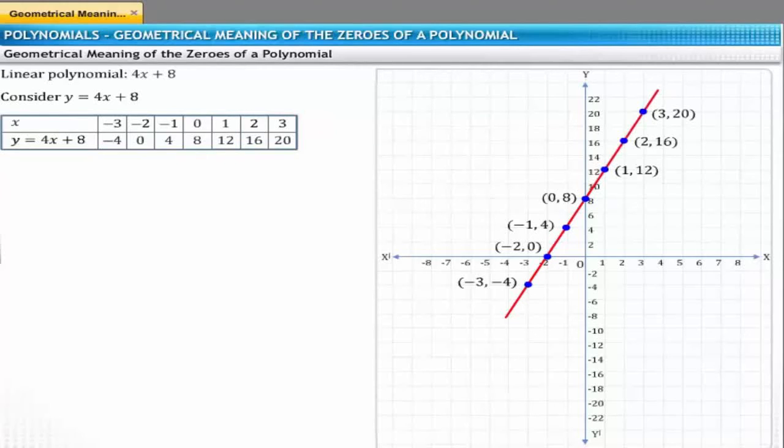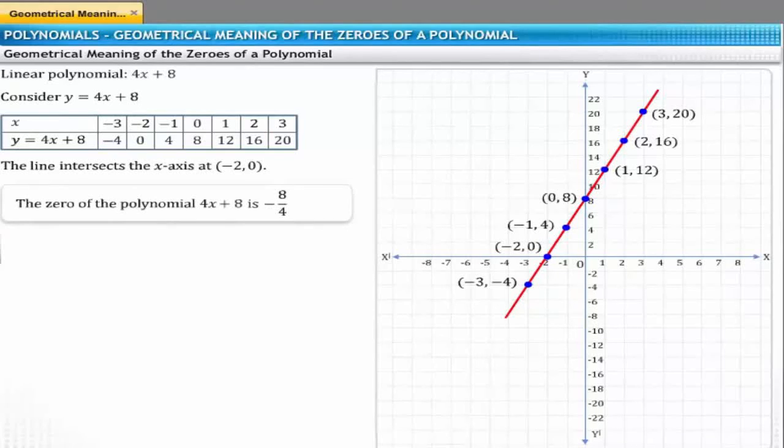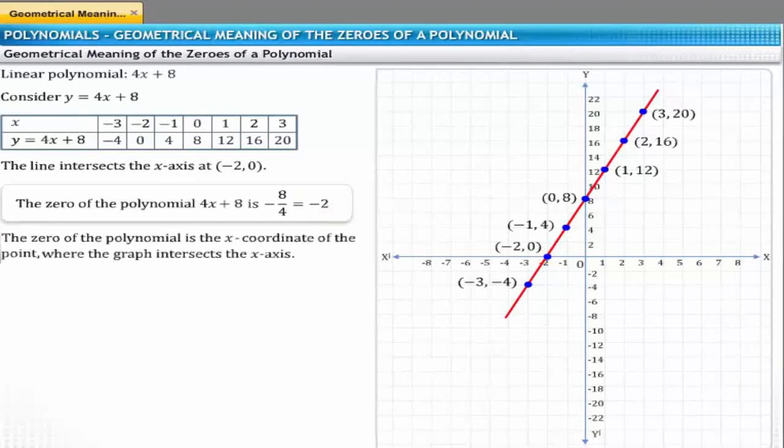On joining all these points, we get a straight line. As you can see, this line intersects the x-axis at the point -2, 0. This means that the line intersects the x-axis when x is equal to -2. As per the definition of the zero of a polynomial, the zero of this linear polynomial is -8/4. This implies that the zero of this polynomial is -2. Based on these observations, we can conclude that the x-coordinate of the point where the graph intersects the x-axis is the zero of the polynomial.